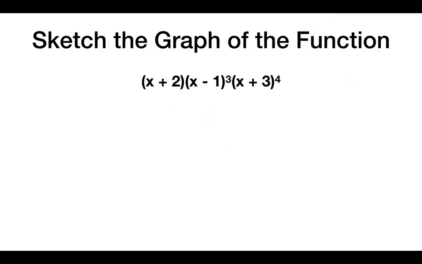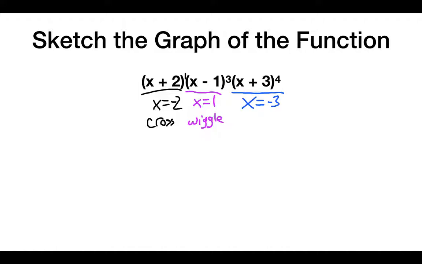Let's try one more. x plus 2. On this one, let's see. x equals -2. And because it's to the first power, it is a cross. Now, on this one right here, x would equal 1. And since that is to the third power, it is a wiggle. And this means x would equal -3, and since it's to the fourth power, that is a bump.